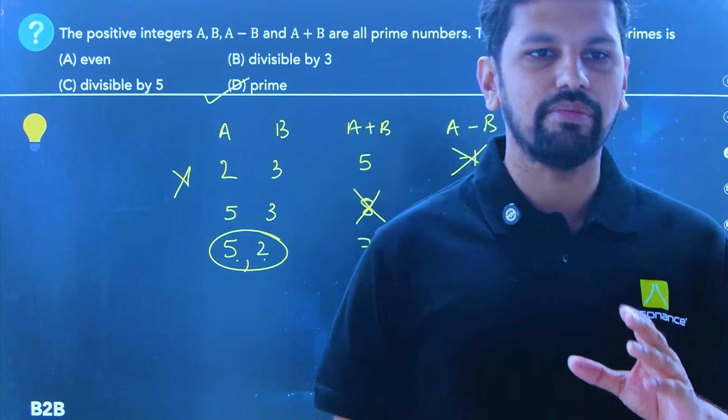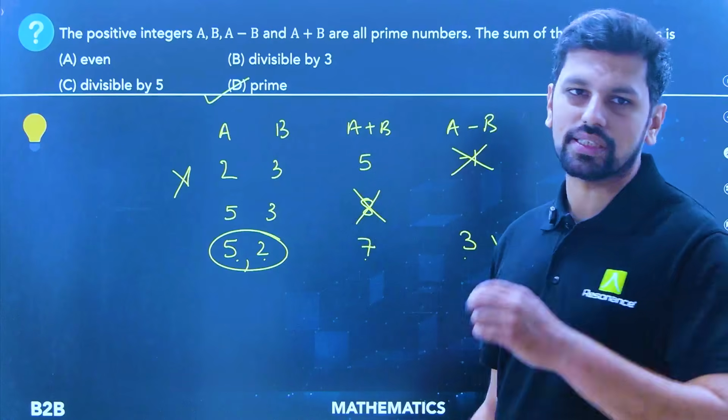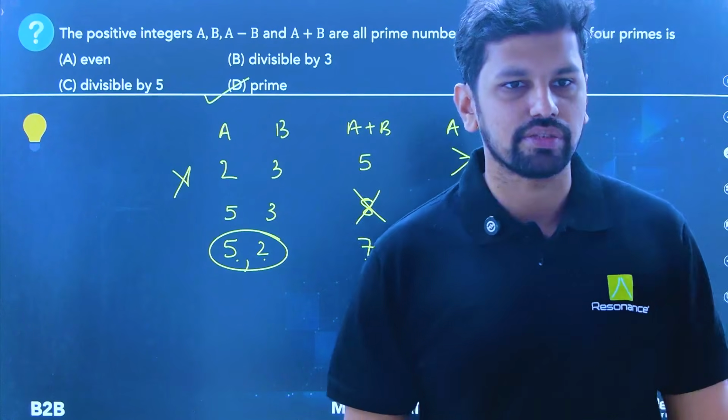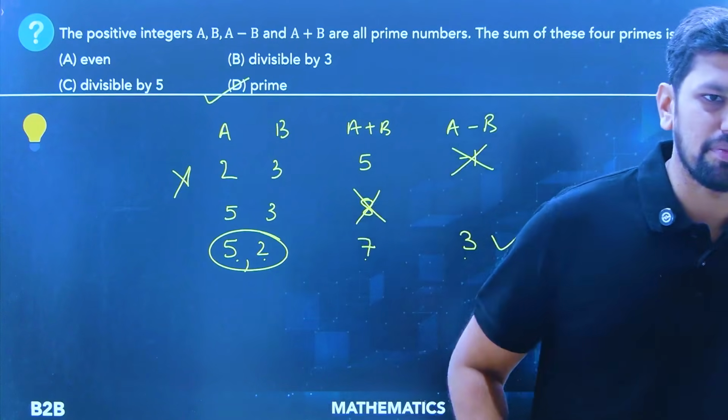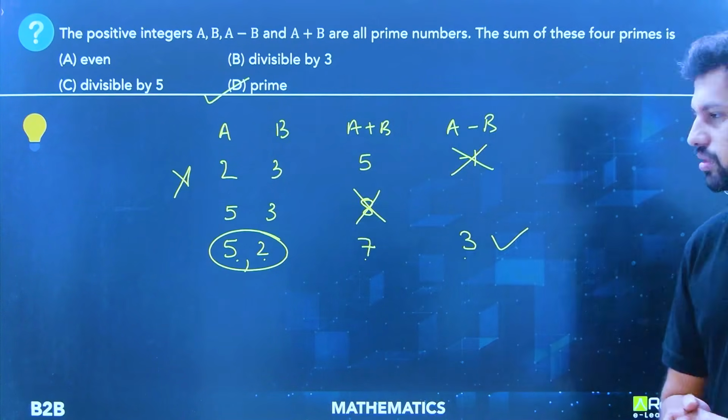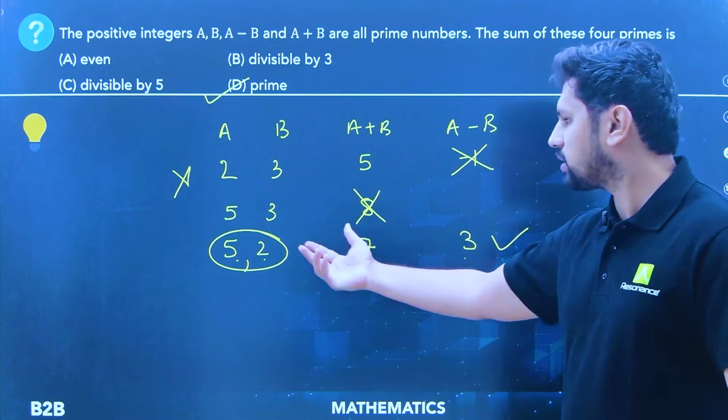Yeah, only trial and method, because the number of variables is more than the number of equations. 15 is not a prime number. Very good. But we got the sum as 17.